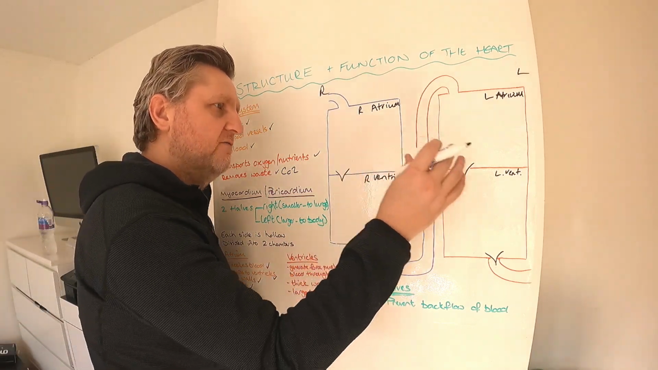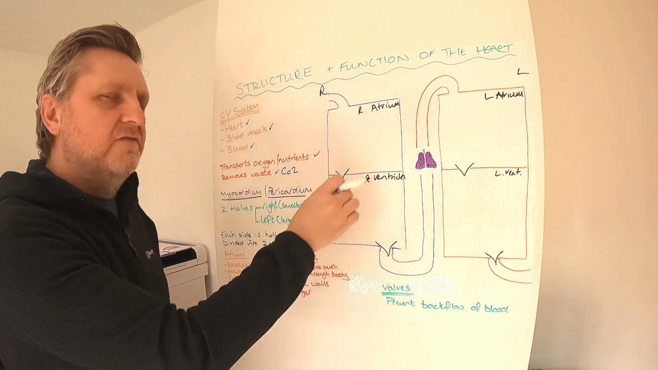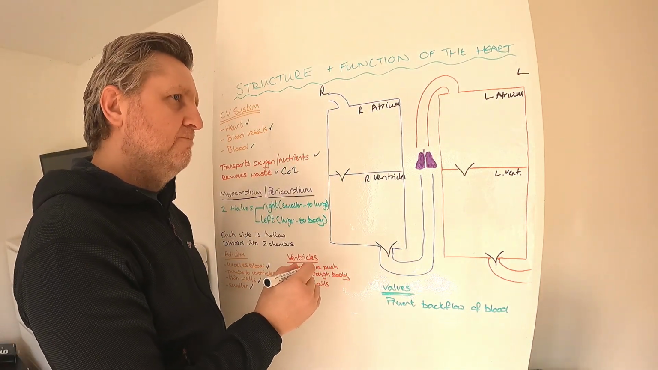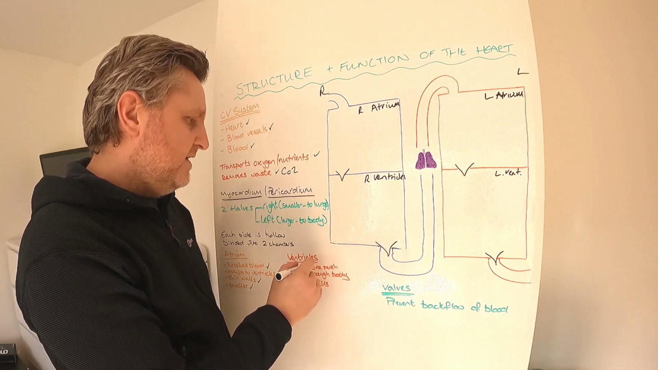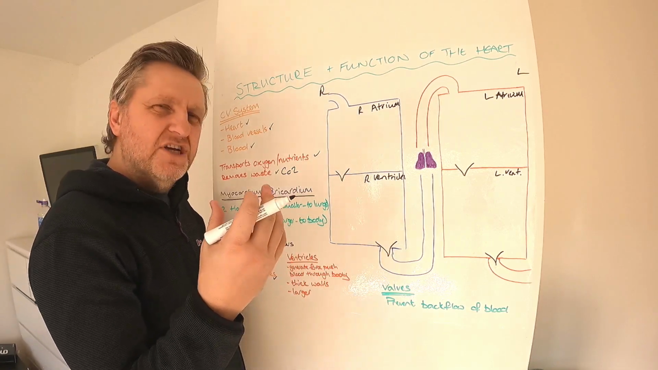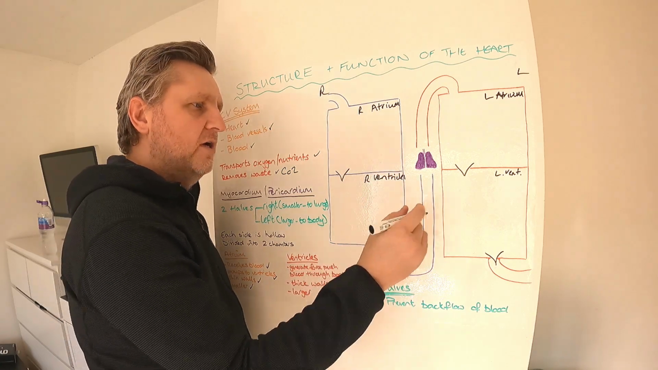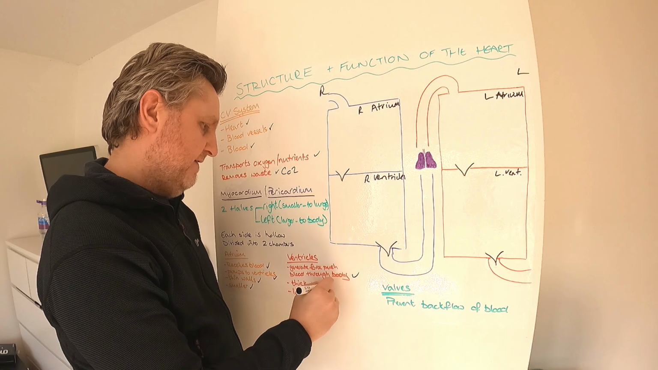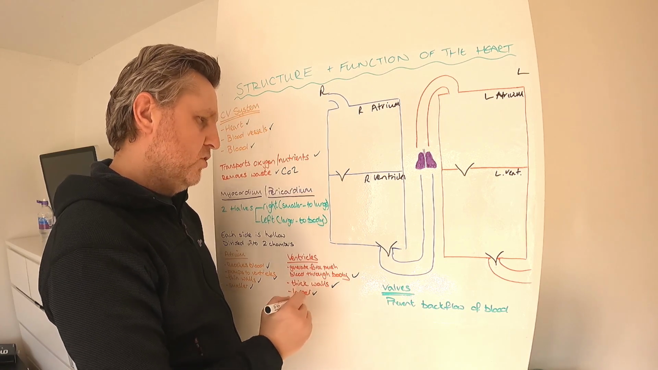When we move over to the ventricles, they obviously receive blood from the atriums, from the atria, and these generate the force. They generate the force to get the blood out through the aorta to the rest of the body. So obviously they have thicker walls and they're much, much larger.